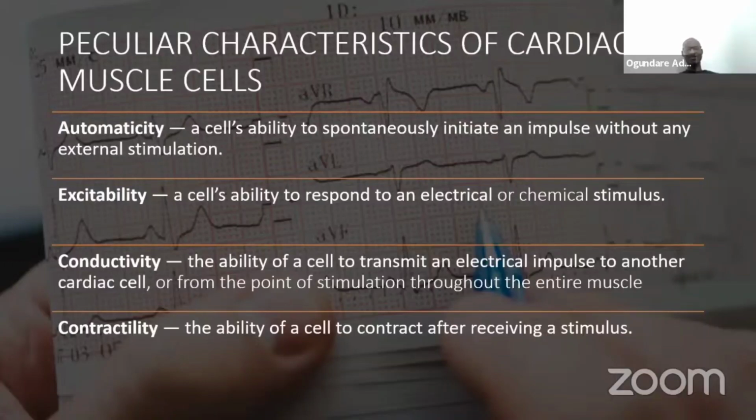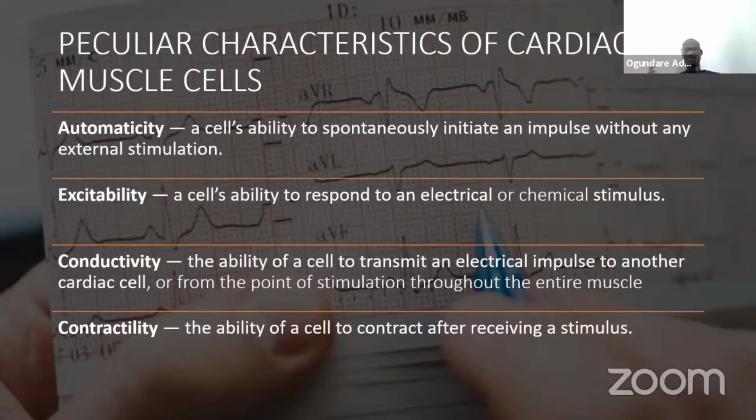Conductivity, that's the ability of the cells to transmit an electrical impulse to another cardiac cell or from the point of stimulation throughout the entire muscle. So if the stimulation occurs just in a particular spot on the muscle, they have the ability to transmit that impulse throughout the entire muscle. That's conductivity. They can transfer that impulse from one part of the cell to the other as well. So they've got that intrinsic ability as well.